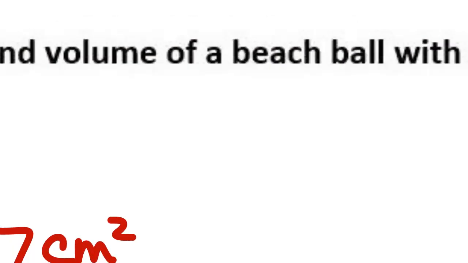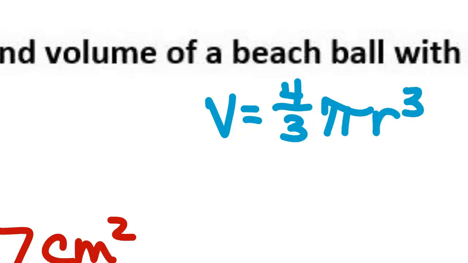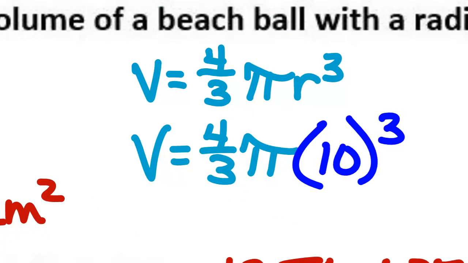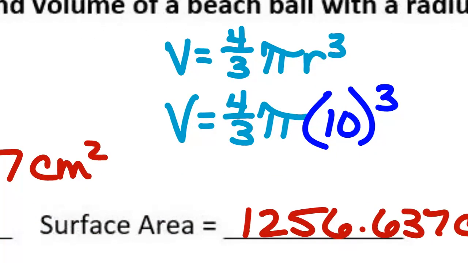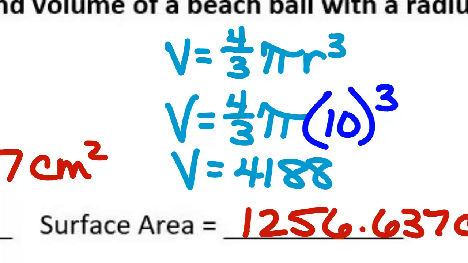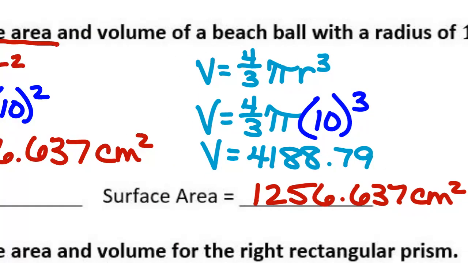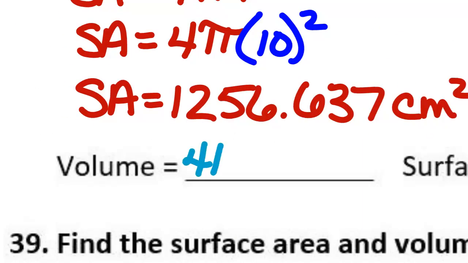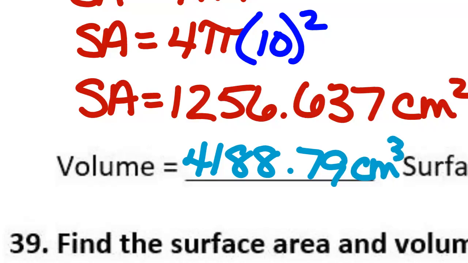And then volume for a sphere is 4/3 pi r cubed. So 4/3 pi times 10 cubed would give us a volume of 4,188.79 centimeters cubed, rounding to 2 decimal places because it rounds up there.